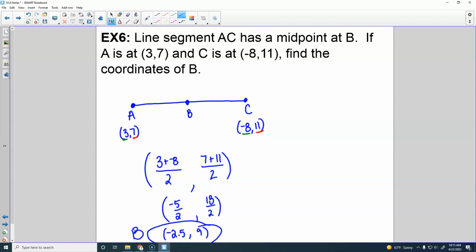So just add together, divide by 2. Just make sure you're adding those numbers together, not subtracting in this case. Half of -5 will be -2.5. You can use your calculators on these, but when they have smaller numbers, at least, they should be ones you don't really need your calculator for.